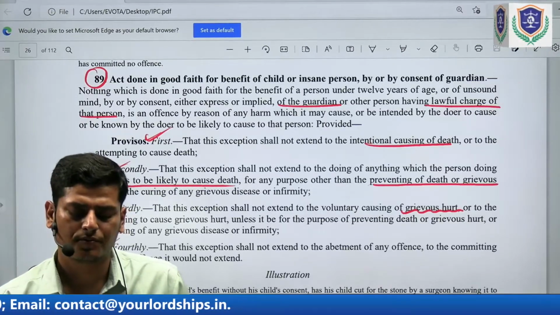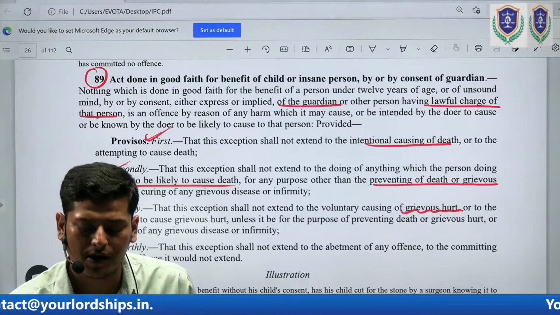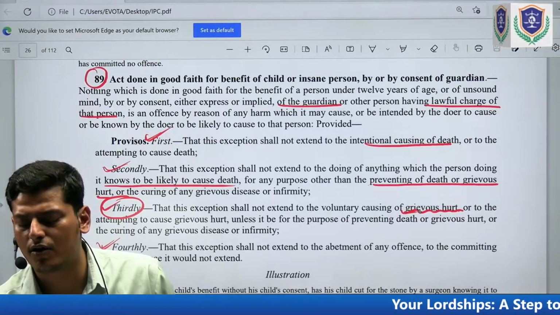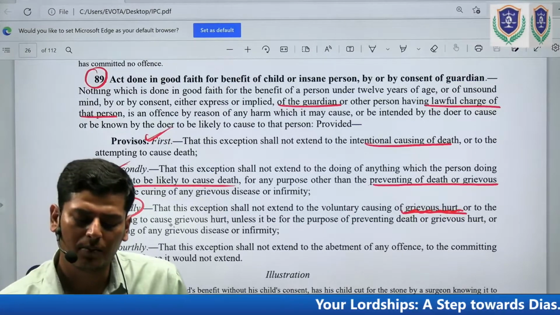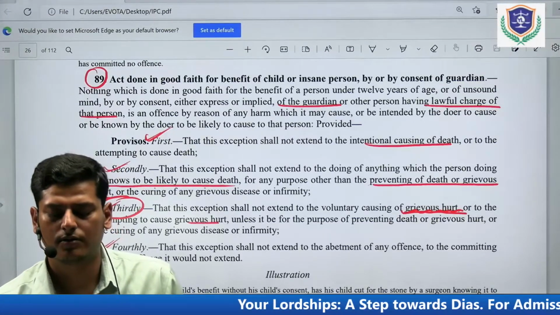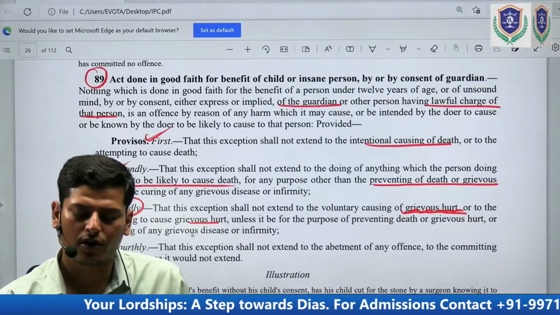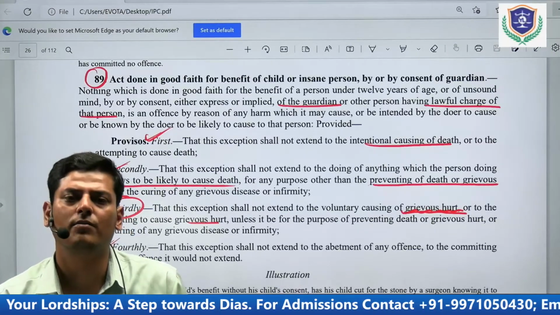grievous hurt. The third one says that this exception shall not extend to the voluntarily causing of grievous hurt or to the attempting to cause grievous hurt, unless it be for the purpose of preventing death or grievous hurt or for the curing of grievous disease or infirmity.